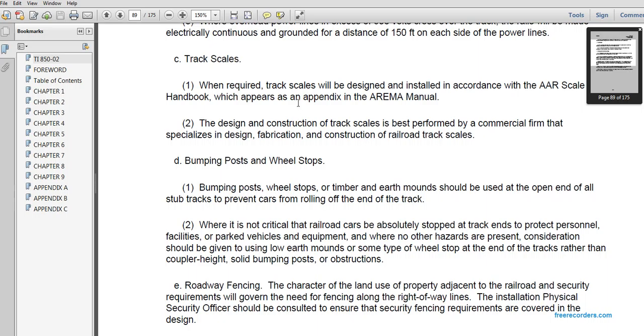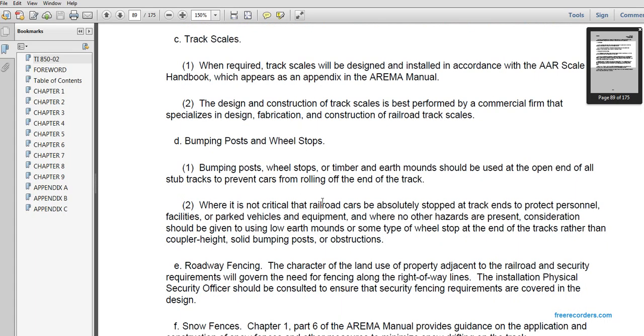D. Bumping posts and wheel stops. Bumping posts, wheel stops, or timber or earth mounds should be used at the open end of all spur tracks to prevent cars from rolling off the end of the track. 2. Where non-critical railroad cars must be stopped at the track to protect personnel, parked vehicles, and equipment, where no hazard is present, consideration should be given to low earth mounds, or some type of wheel stop at the end of the tracks rather than coupler height and solid bumping posts or obstruction.